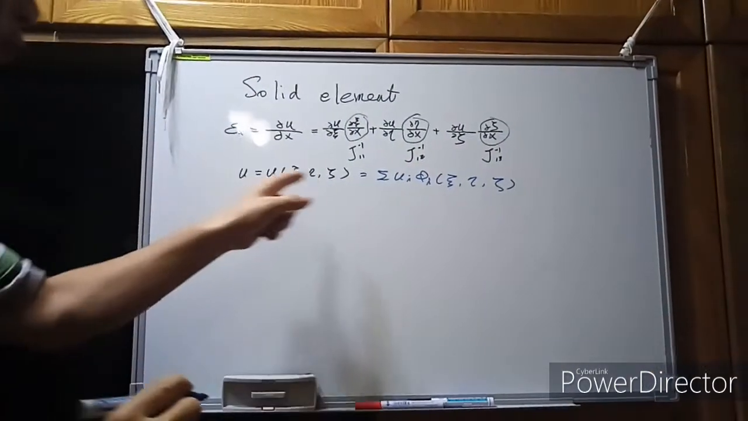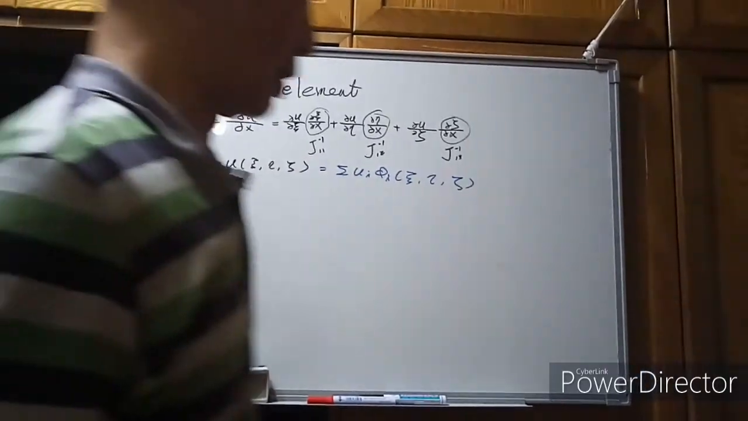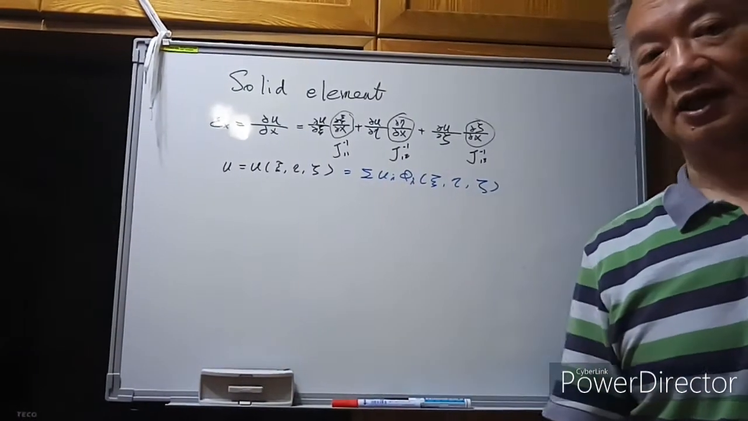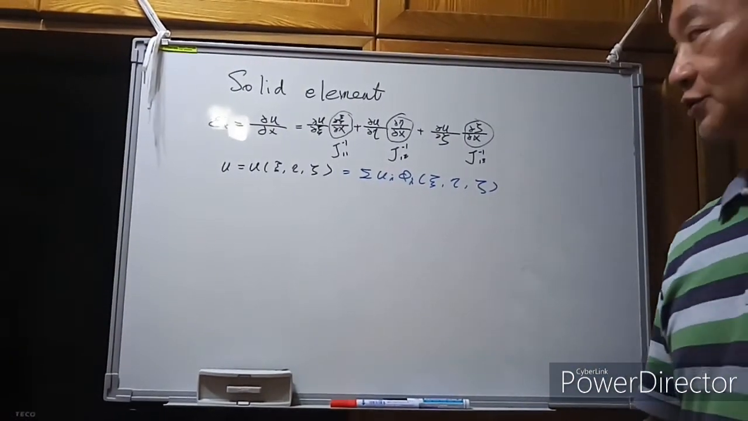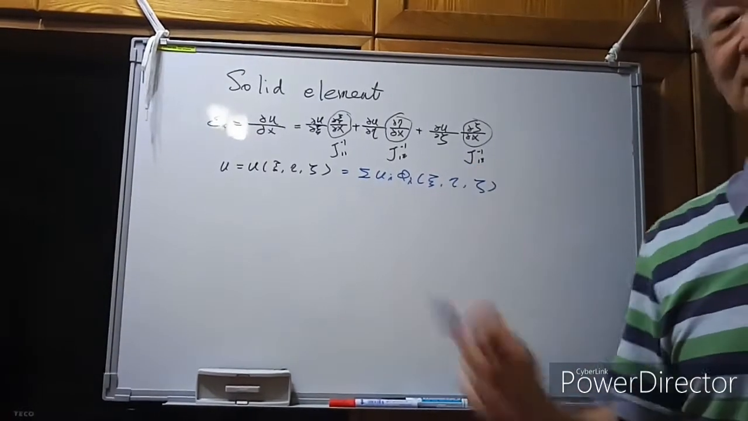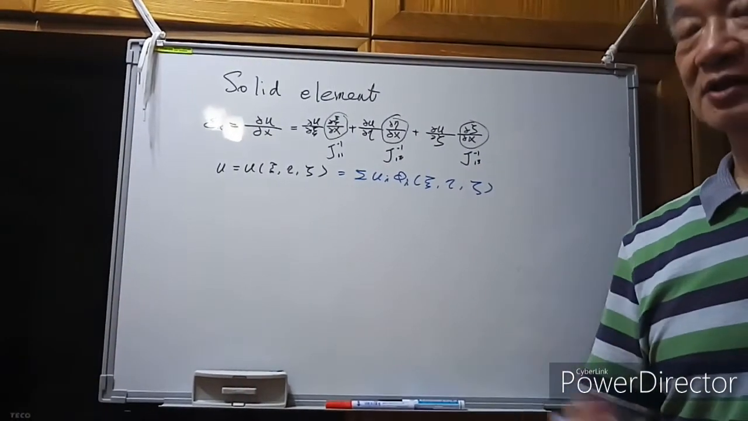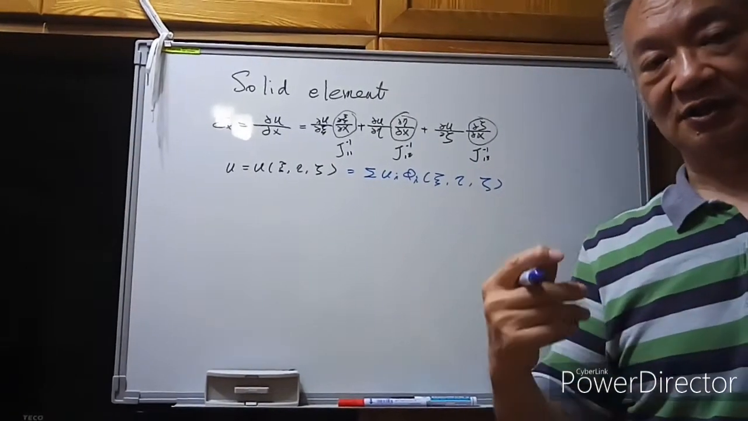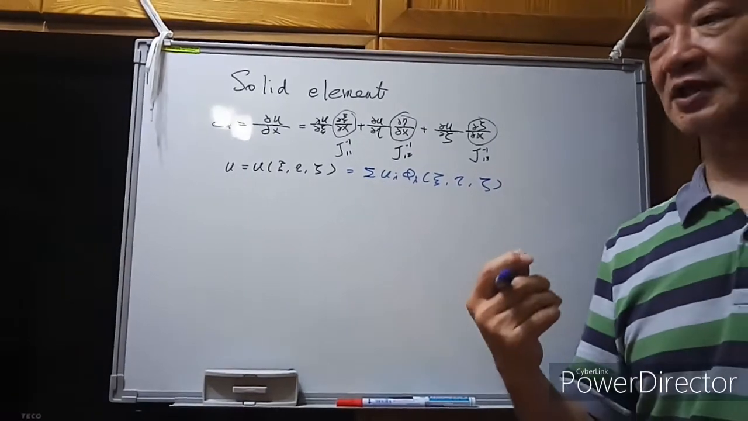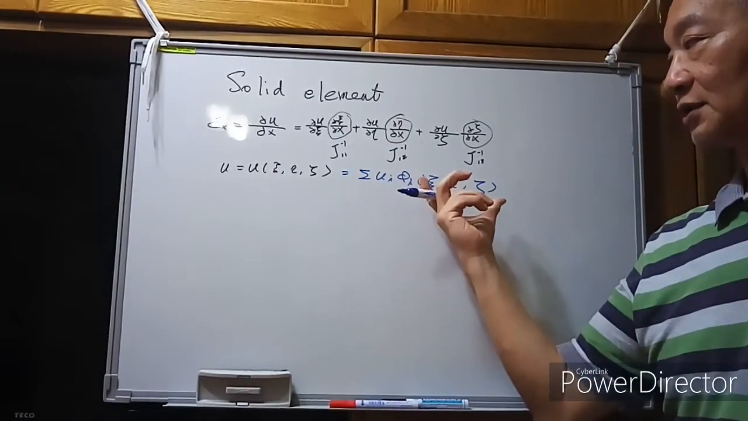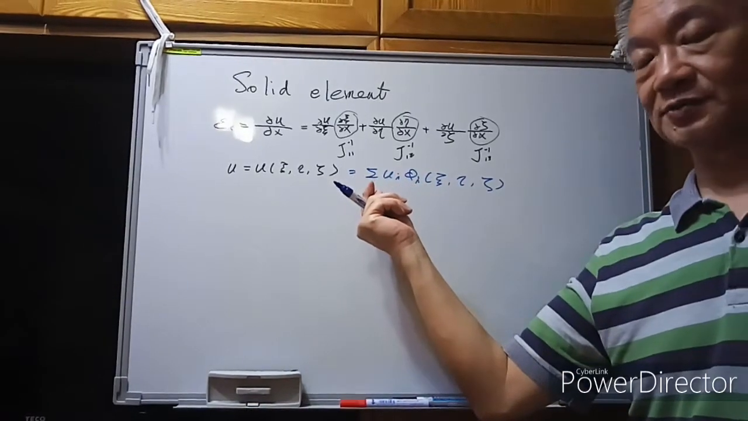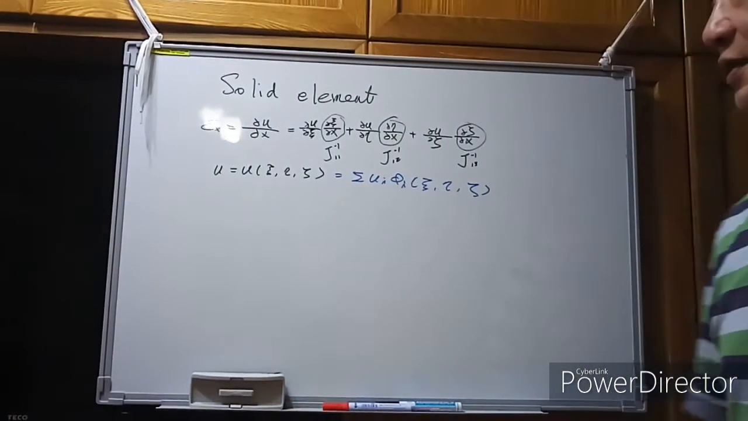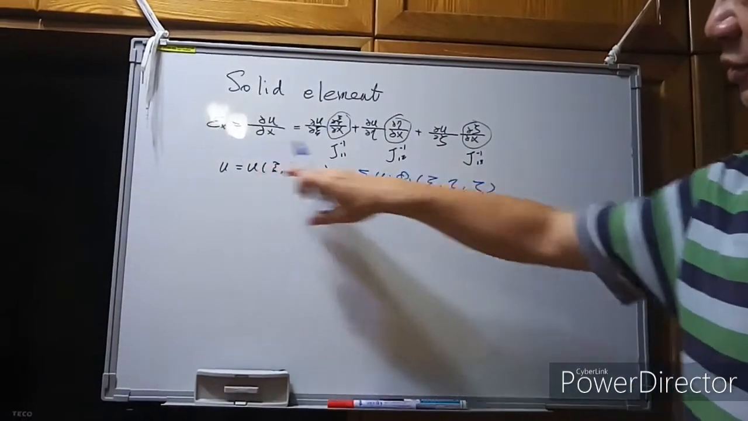Since u is equal to the summation of u_i times phi_i, and the u_i are the assumed nodal displacements, phi_i are the derived shape functions. The shape functions are used to do the interpolations. So we can multiply the shape functions by the corresponding nodal displacements to establish a continuous displacement function. So that's the u function.